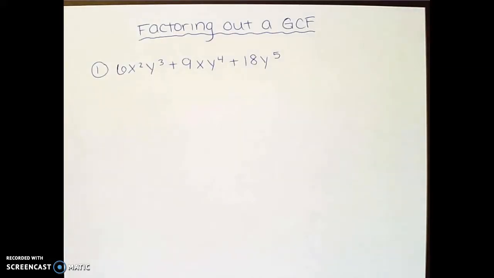Hi guys, this is a video on factoring out a GCF or greatest common factor. This is always your first step in a factoring problem: to check for a GCF. A GCF or greatest common factor is the largest number that divides evenly into each term of your polynomial. So we're going to consider our coefficients and each of our variables separately.